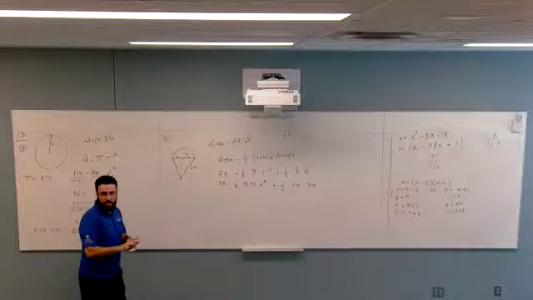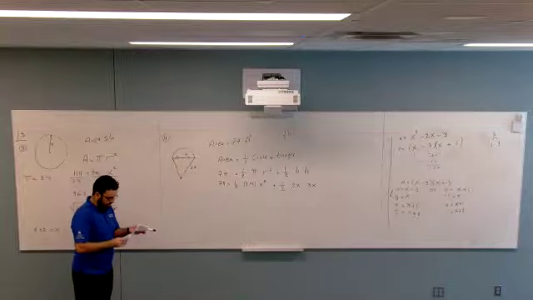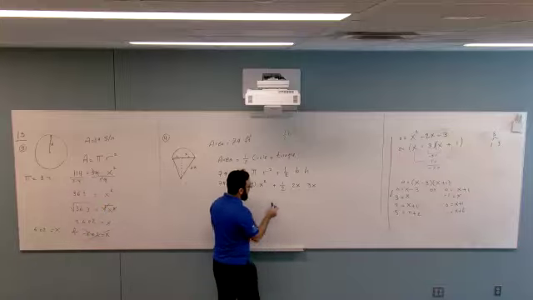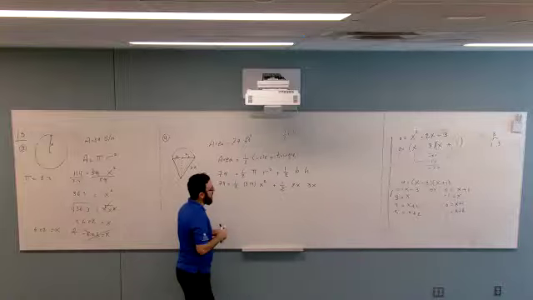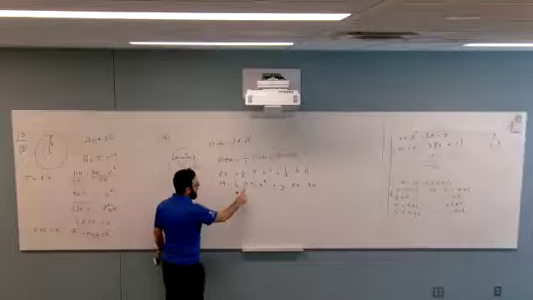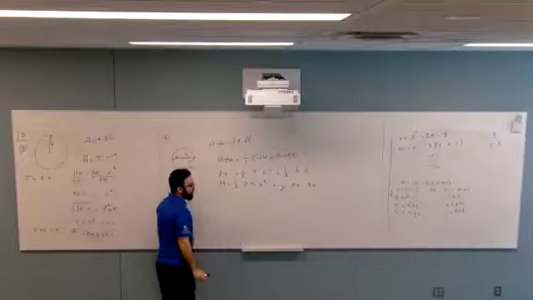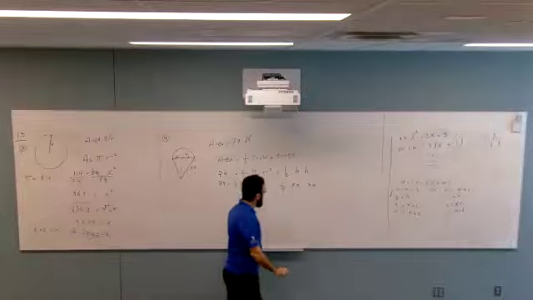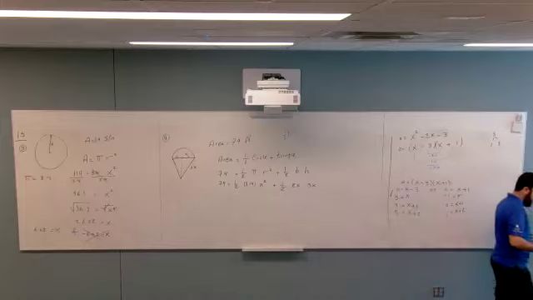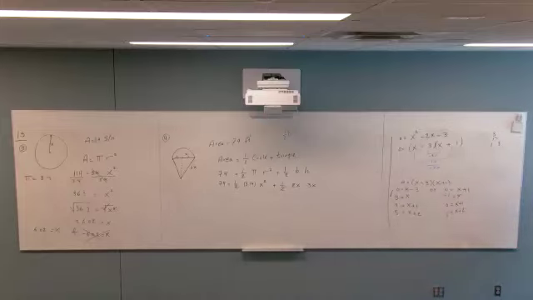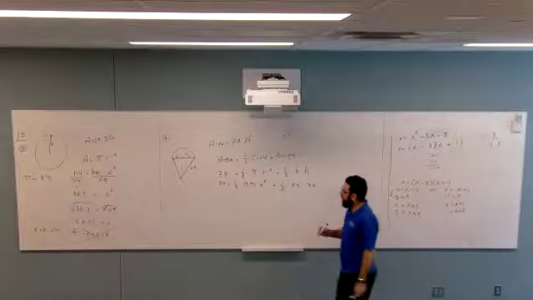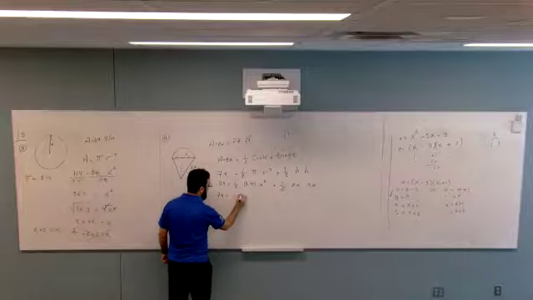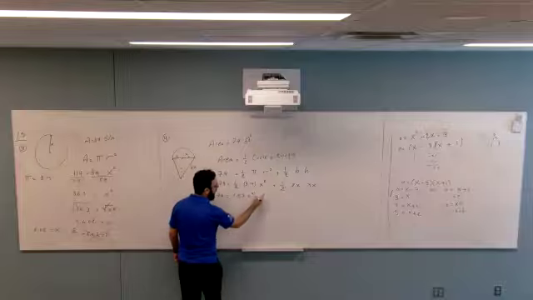Okay. Got it? And what's the next step? Cancel. Can I cancel this 2 with this 2? Easier. Now 3.14 divided by 2, how much is it going to be? I'm going to do the math. 1.57. Okay. So 74 equals 1.57 x squared plus what?